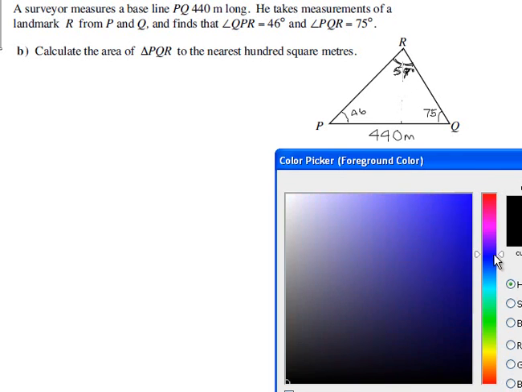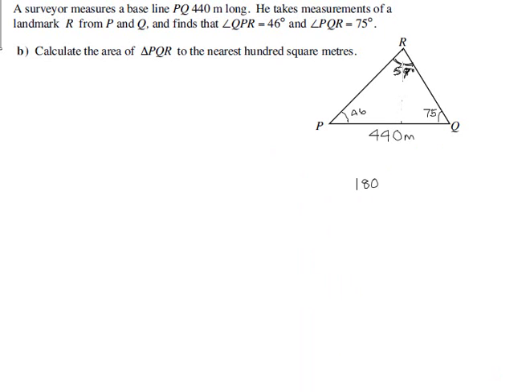Now, if we're going to find the area of this, we need the base. Actually, let me explain. The area of a triangle is 1/2 of the base times the height for that triangle. The base is this 440, so we've got that right off the bat. But we need a height, which needs to be in that direction.